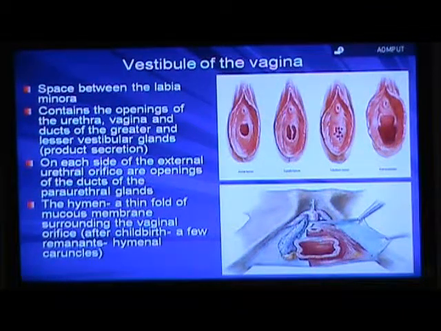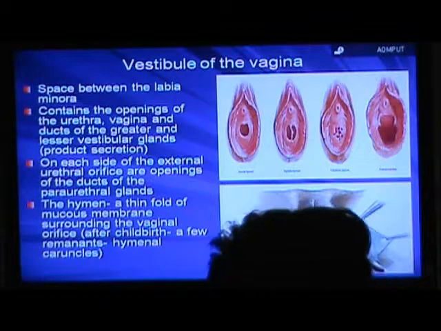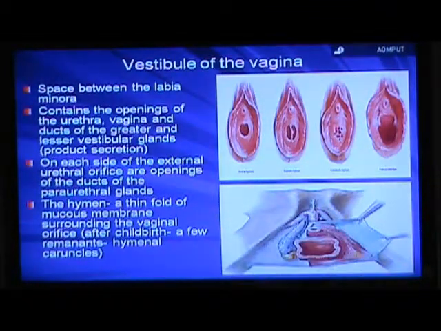The vestibule of the vagina is a space between the labia minora. The vestibule of the vagina contains the openings of the urethra, the vagina, and the ducts of the greater and lesser vestibular glands. They produce a secretion, and on each side of the external urethral orifice are openings of the ducts of the paraurethral glands.